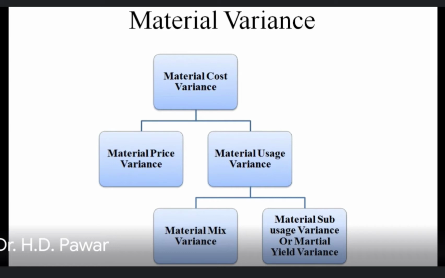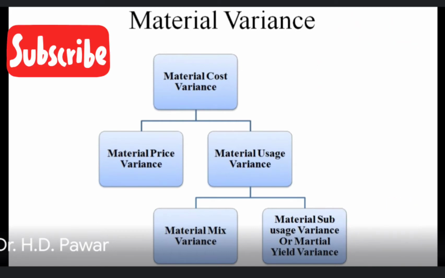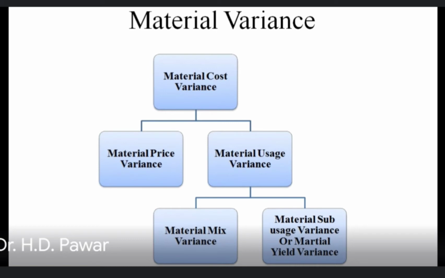In the last lecture, we discussed basic material variances. As far as basic material variances are concerned, there are only three variances: material cost, material price, and material usage. If a single material is used in production, then only three variances are possible. No further variances are possible or required to be calculated.